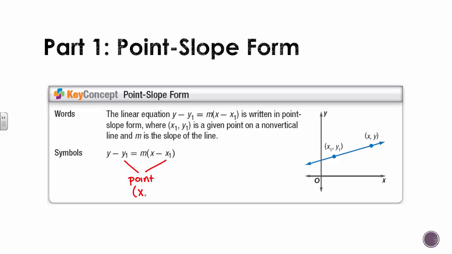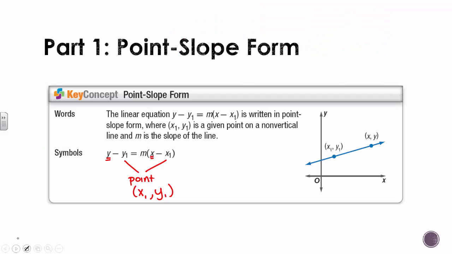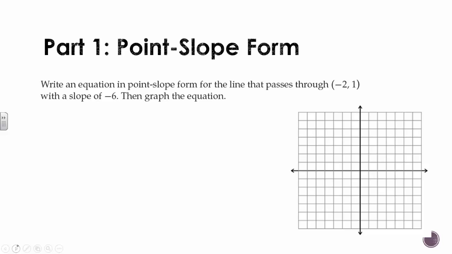So this point is x1, comma y1. And the only reason we have the 1s here is to differentiate it from the x and the y that are usually in the equation. If you look at both of these, we have an x and a y that's usually in there. Same thing with this one. This is the x and the y that are usually in there, but the other ones are from a point. Now this is really useful if you are given a point and a slope, because there's one more way we can find the equation. So write an equation in point slope form for the line that passes through -2, 1 with a slope of -6.